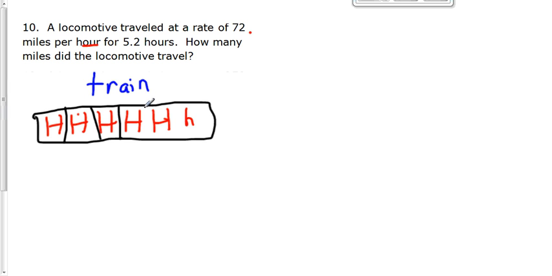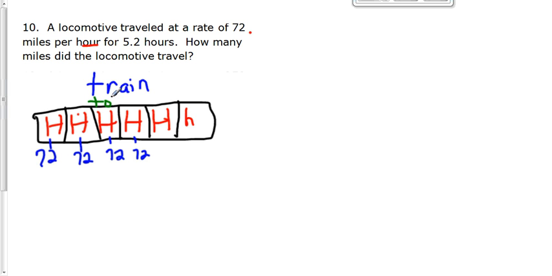So if we're looking at our story bar, this is everything that the train did. A whole complete hour, another hour, another hour, another hour, and then part of another hour. Each one of these hours, this train is going 72 miles. He went 72 miles in that first hour. Second hour, guess what? He did another 72. The third hour, he went another 72. The fourth hour, another 72. So what's missing here is the total that the train did.